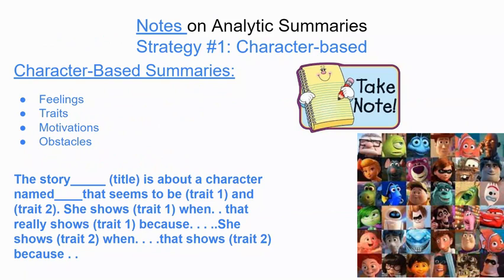What I'd like you to do right now is at the top of your page, write strategy number 1, character-based, and then write feelings, traits, motivations, and obstacles. Just take those notes in your notebook. You don't have to write the template down here. You're just going to write character-based summaries, feelings, traits, motivations, and obstacles. Let's do that now, please.